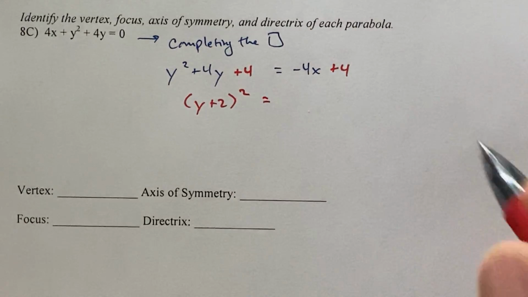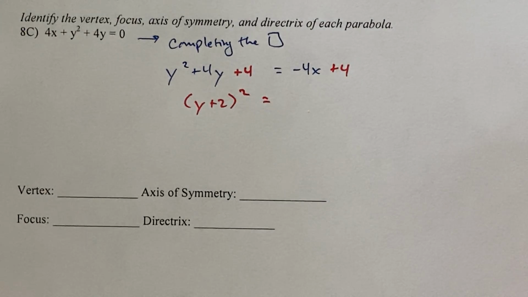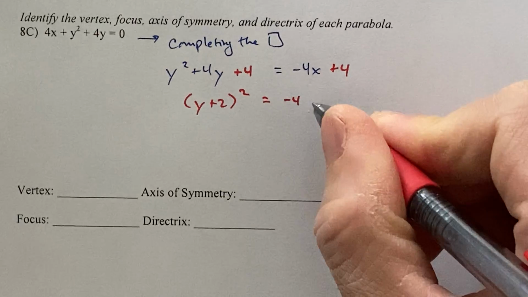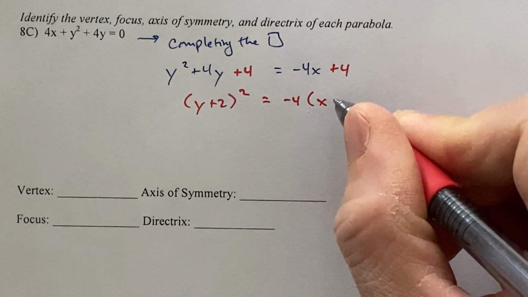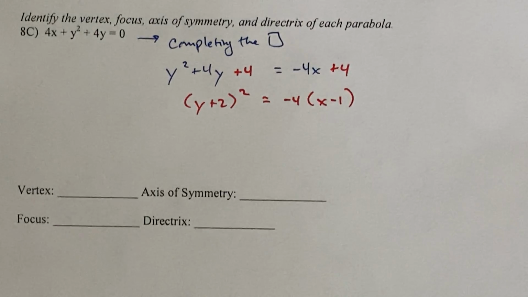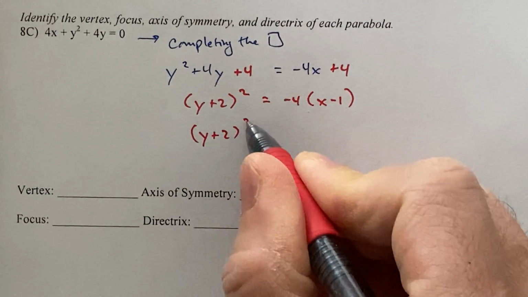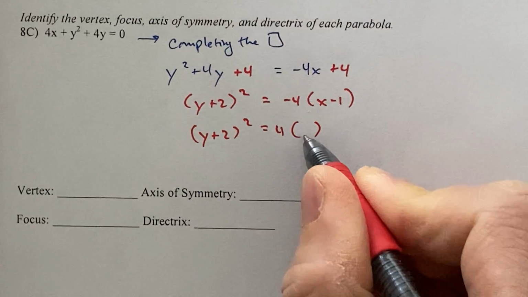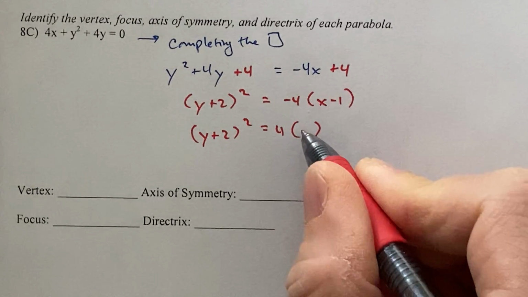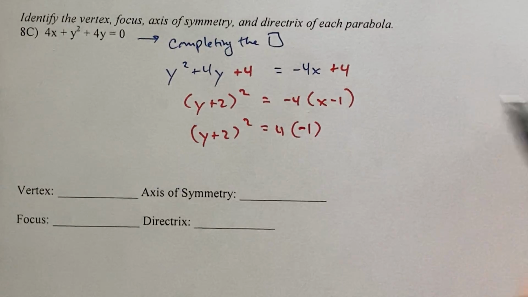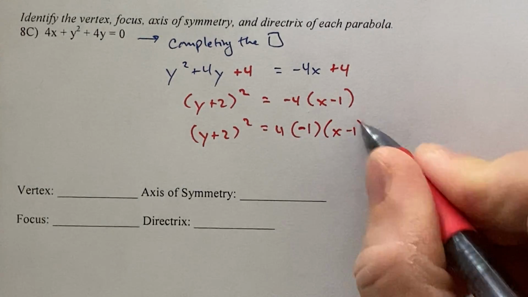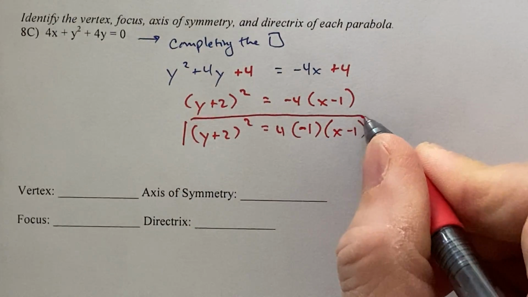And on this side, I'm actually going to factor out anything in front of x. So I'm going to factor out a negative 4, and this is going to become x minus 1. Okay, so it's close, but I want to take it one step further. So my final equation is going to look as follows. y plus 2 squared equals 4 times... I like to see this p staring right at me. So I'm going to factor out this 4 in front of that. And there is my user-friendly form.